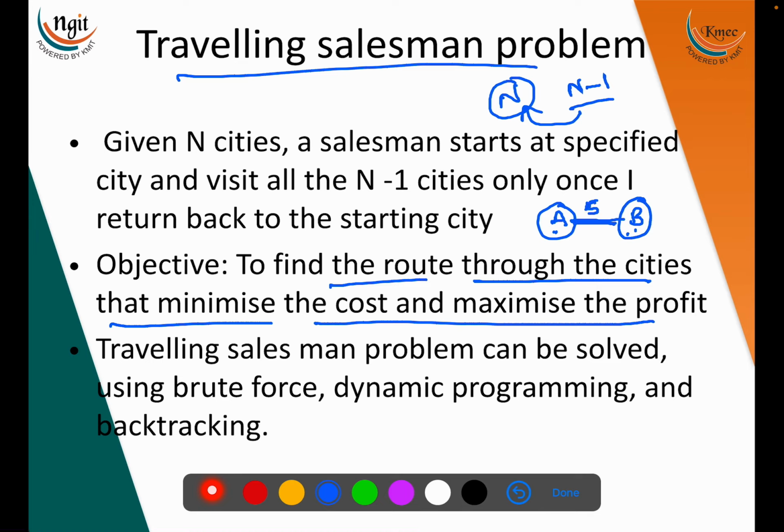Now once he visits city B, he'll come back to city A again. We can solve this problem using many algorithm techniques, which are brute force, dynamic programming, and backtracking. As far as the second unit is concerned, we'll find the solution using the brute force approach.